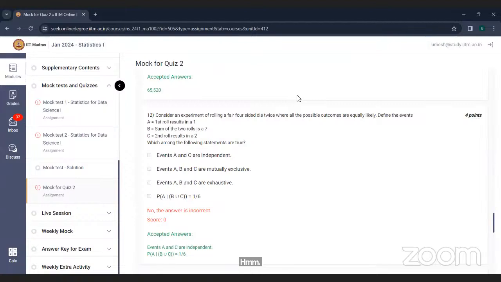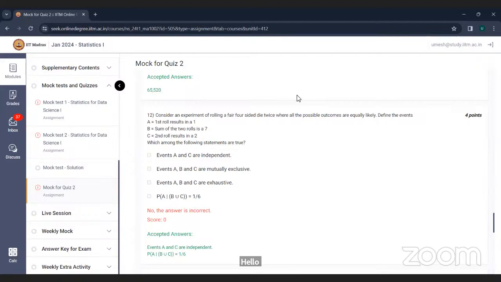What is the probability of A? 4 by 16, which is 1 by 4. Now what is B? B is the sum of the two rolls is 7. So when will the sum be 7? First 4 and 3, 3 and 4.